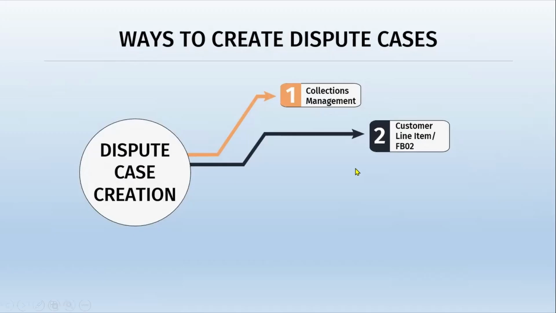The third method is the FB02 transaction. FB02 is the change document transaction in which you can change the payment method, payment block, or even the text of the line item. From there itself, you have a button to create a dispute case.